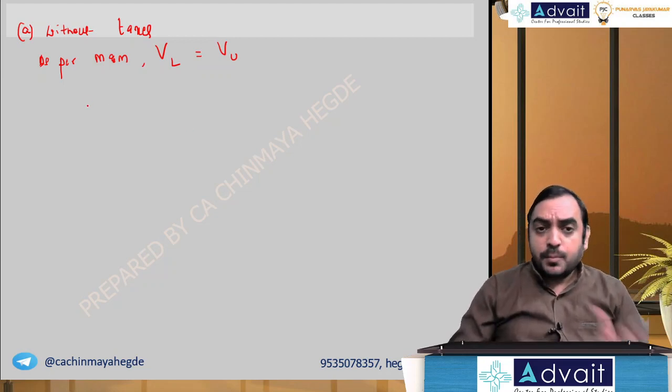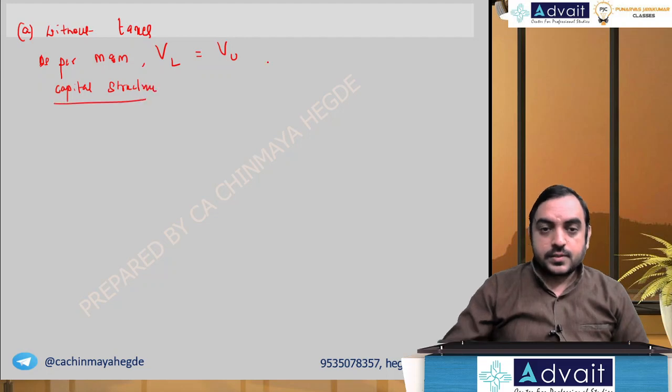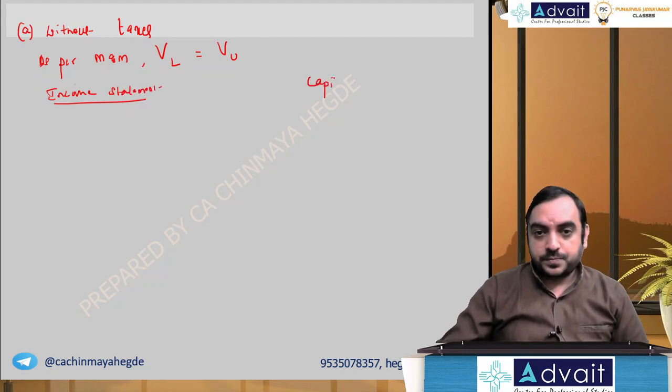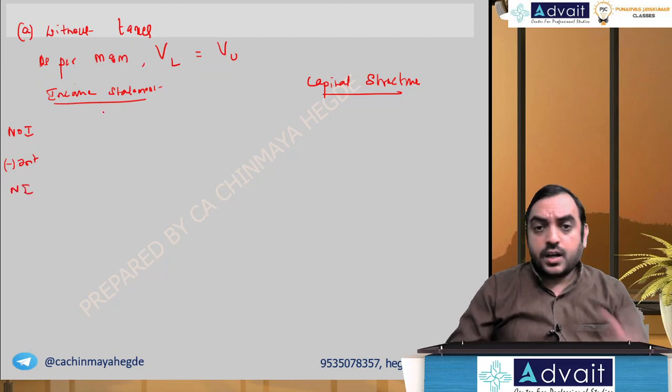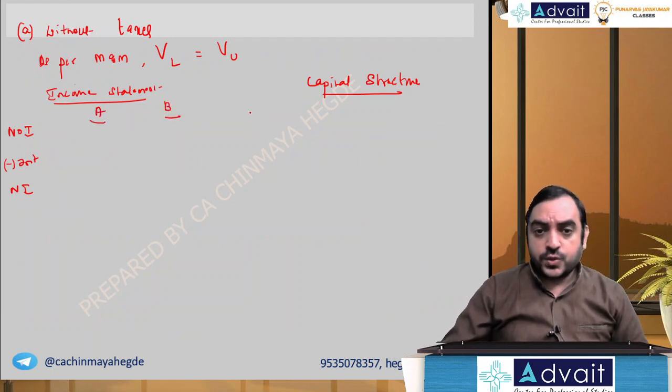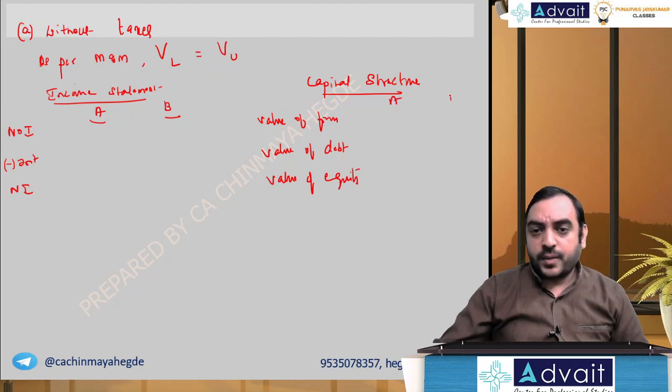Let's do this first. Same format, but we'll do it in a columnar format. First we'll have the income statement, then capital structure. Income statement: net operating income minus interest, net income. I'll do it for two columns, company A and company B. Capital structure also: value of firm, value of debt, value of equity. This also I'll do in columnar format, A and B.